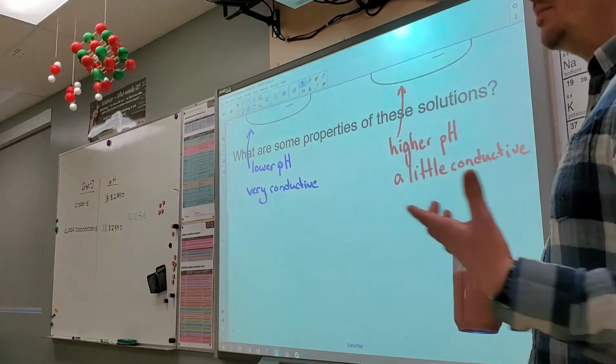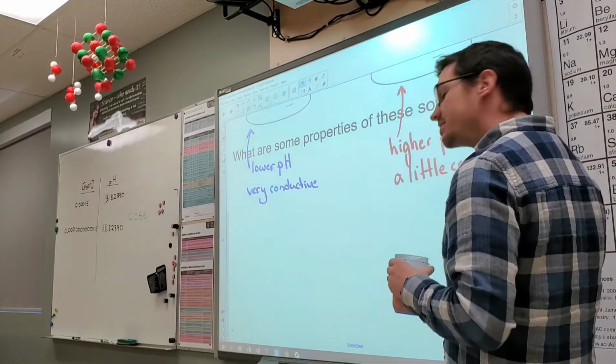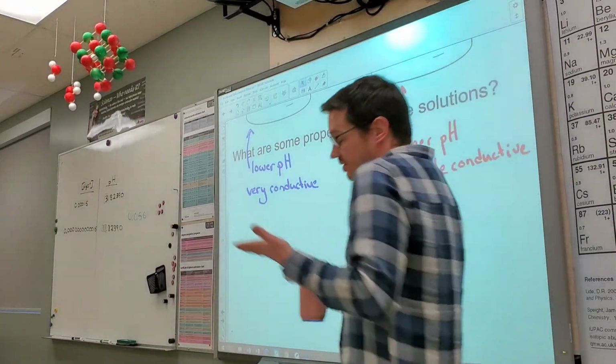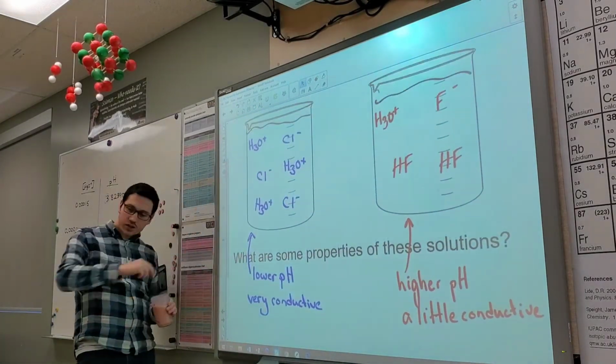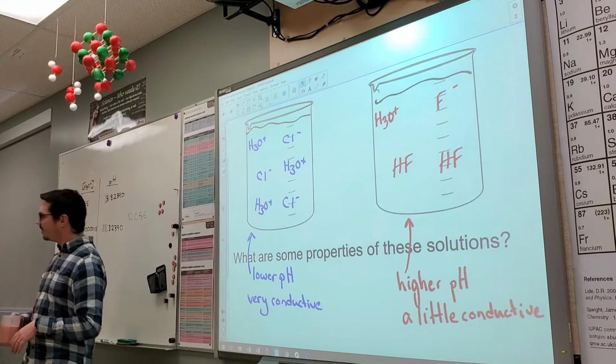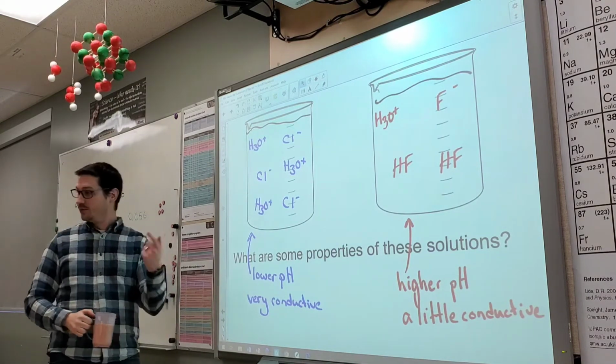Acids make hydronium, and hydronium is an ion. So any acidic solution will always be conductive. It just depends on how much hydronium there is in there. That's all. Good. I didn't know if people were going to be able to get that. That's fantastic. Can we move on?